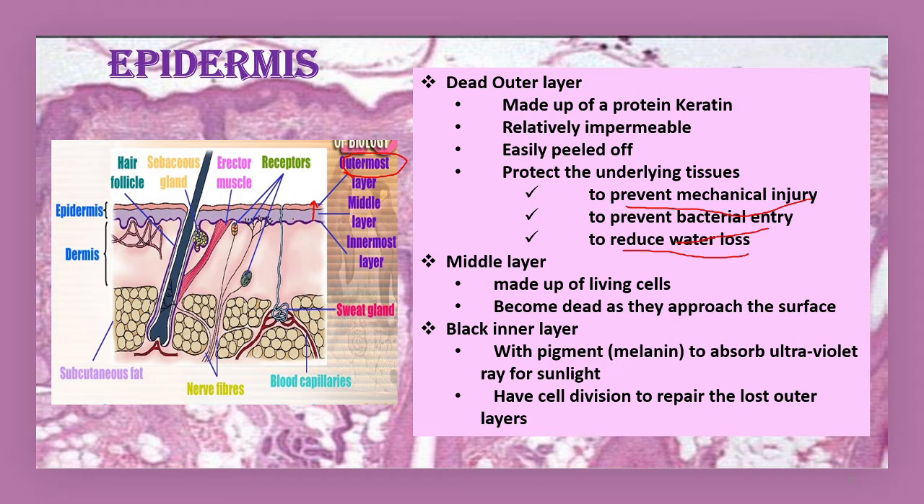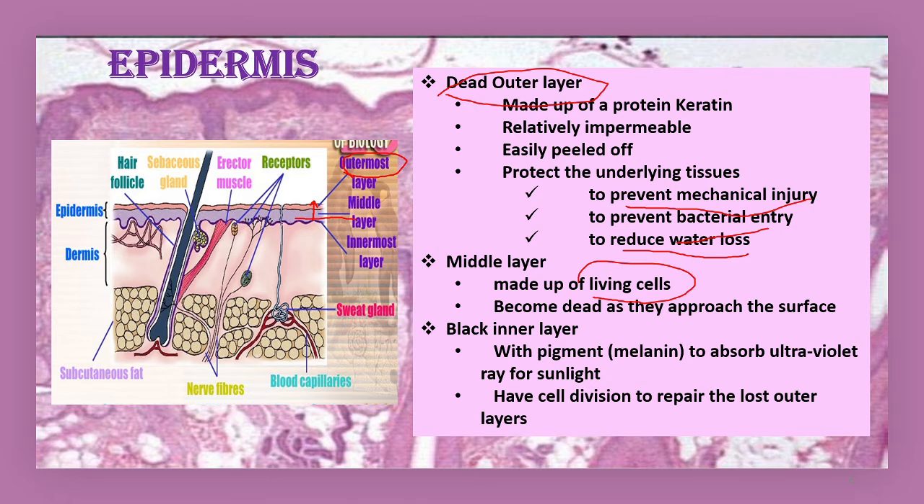This purple color that you can see is the middle layer. Now this middle layer is made up of living cells. The external layer was made up of dead cells, but the middle layer of epidermis is made up of living cells, and as we approach towards the surface, these cells become dead.